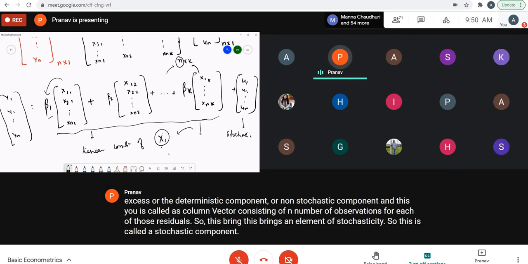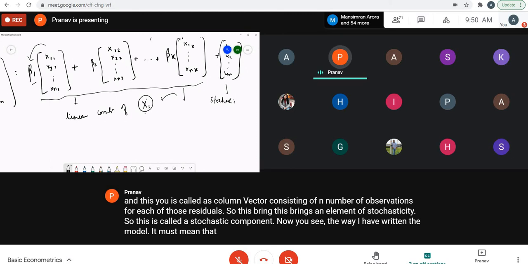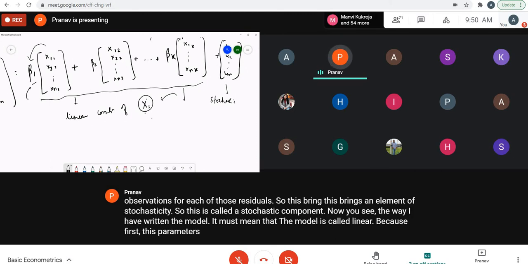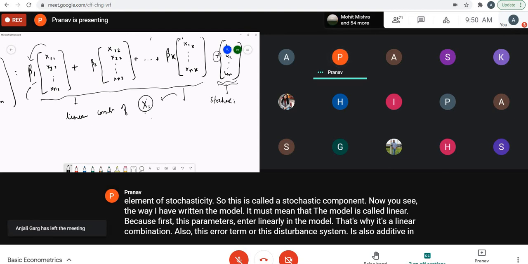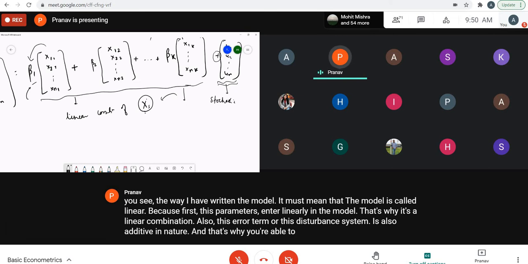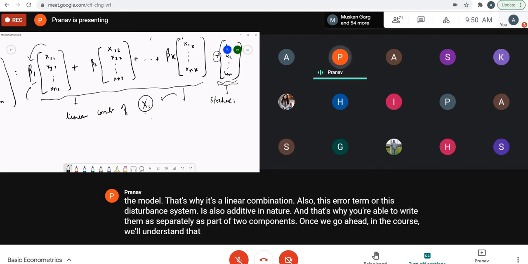Now you see, the way I have written the model, it must mean that the model is called linear because first these parameters enter linearly in the model, that's why it's a linear combination. Also, this error term or this disturbance term is additive in nature, and that's why you're able to write them separately as part of two components. Once we go ahead in the course, we'll understand that they are also orthogonal to each other.